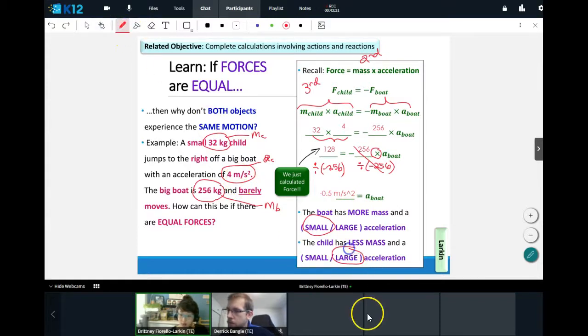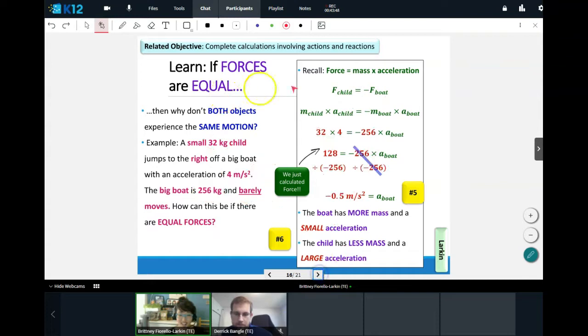So again, the smaller you are, the more you accelerate, even if you have the same force. Smiley faces or emojis in the chat box if that makes sense. Right? So if you have the same forces, but you're big, you don't accelerate as much. If you're small, you accelerate a lot. Awesome. All right, let's go ahead and summarize that.